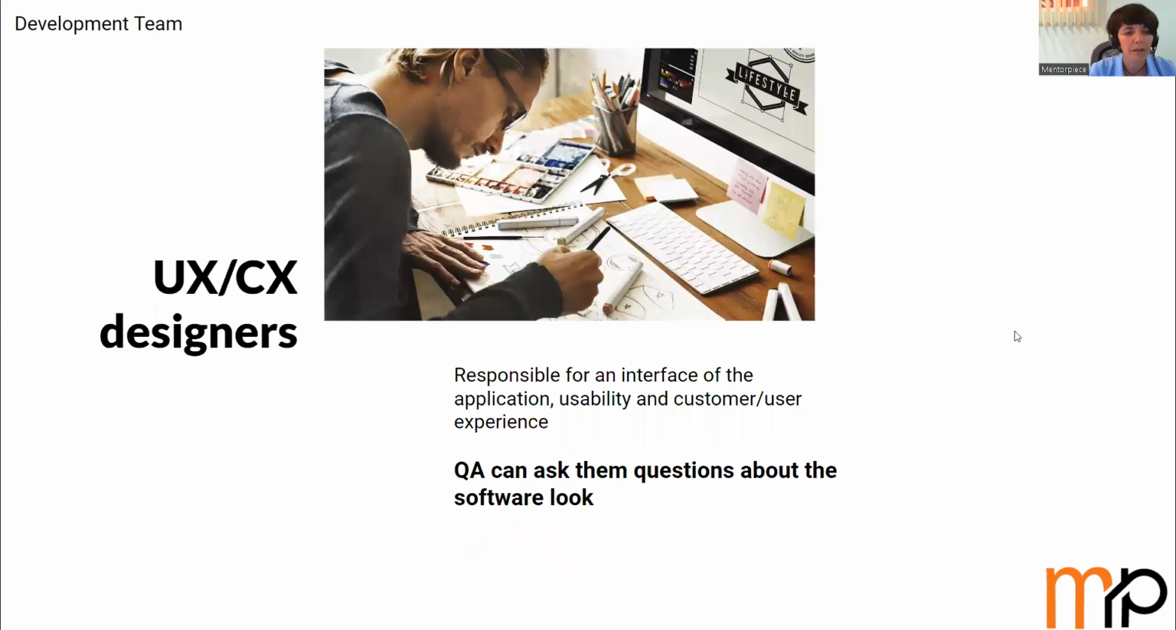What else? Designers, user experience or customer experience designers. This is dependent on what points of view we are primarily looking from, user or customer, so from the point of view of getting money or from the point of view of comfortability of working. Anyway, he or she is responsible for the interface of the application, for usability and customer user experience.